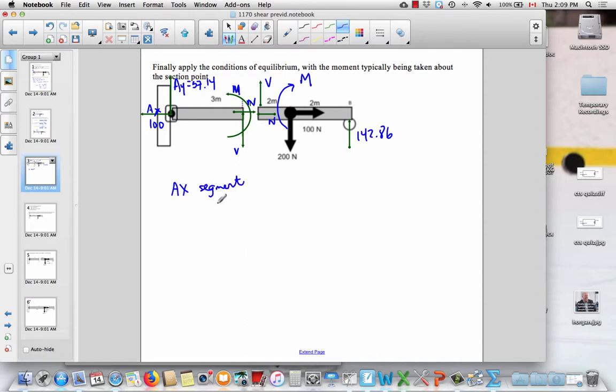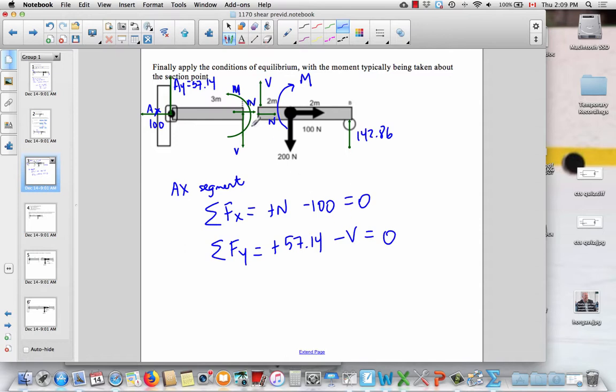Okay, so let us consider the AX segment and apply the conditions for equilibrium. X forces sum to 0, so we've got positive N and minus the tensile force, which is 100 newtons at this point, 3 meters away from the pin joint A. Summing Y forces, we've got upwards AY, and then we've got downwards shear force. Those are the only two. So now we know how much the shear force is. It's downwards 57.14 at that point.